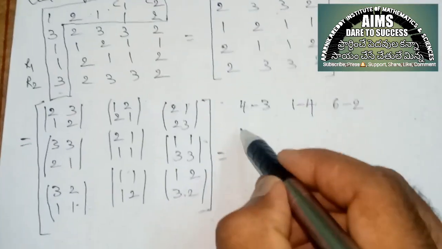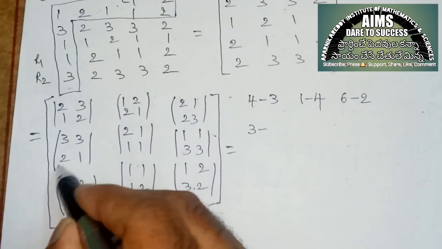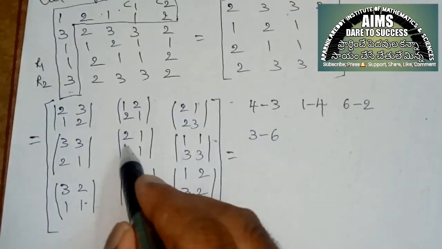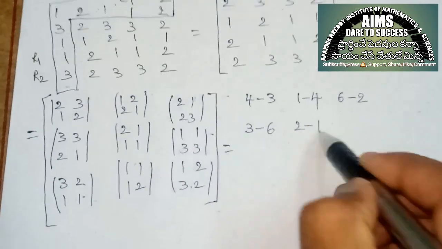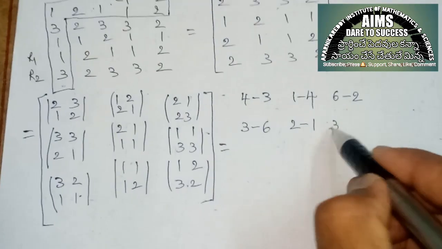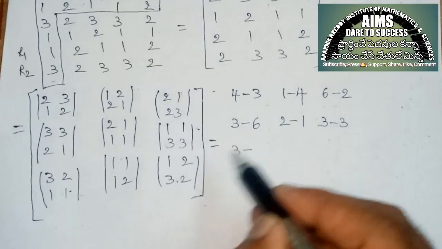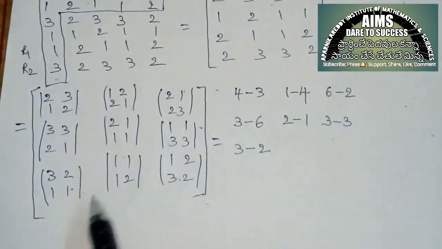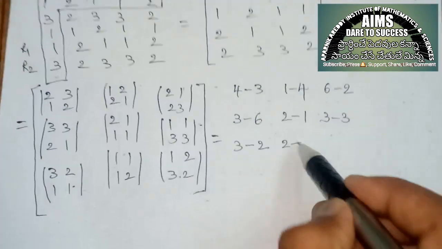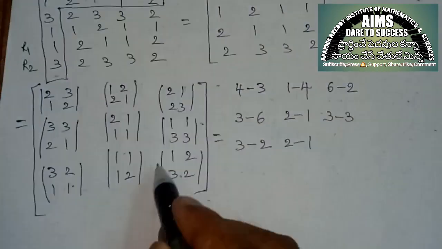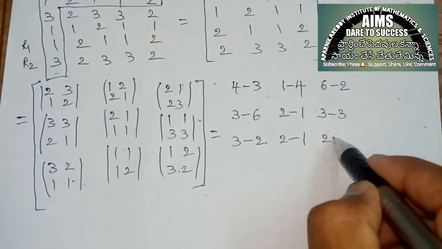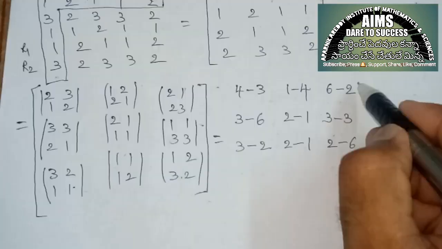Row 1 completed. Row 2: 3 1s are 3 minus 2 3s are 6. 2 1s are 2 minus 1 1s are 1. 1 3s are 3 minus 1 3s are 3. 1 3s are 3 minus 1 2s are 2. Next 1 2s are 2 minus 1 1s are 1. And last one, 1 2s are 2 minus 2 3s are 6.